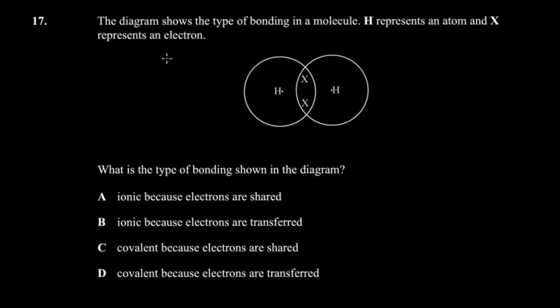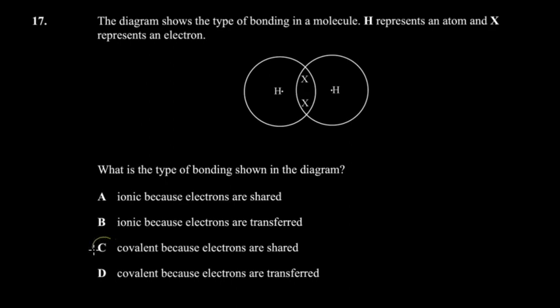Okay, we're back. So the next part says the diagram shows the type of bonding in a molecule. H represents an atom and X represents an electron. So this is the atom, and it looks like a hydrogen atom. But then let's just go on. What's the type of bonding shown in the diagram? The type of bonding shown in this diagram is actually just covalent. Why? Because there is a sharing of electrons.